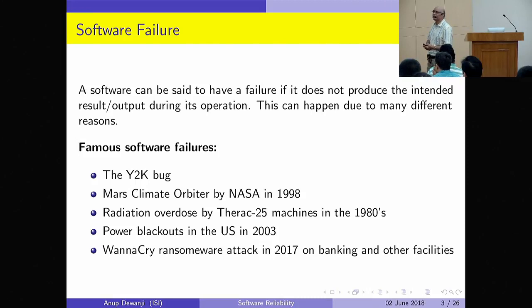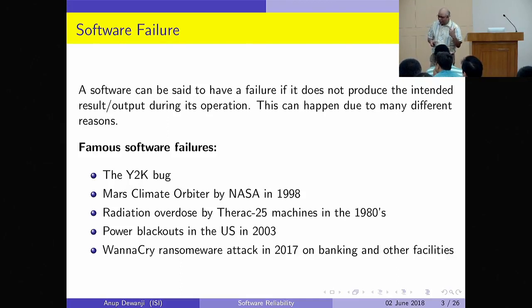Power blackouts in the US, this was pretty famous in the early 2000s, and there were some problems in the grid software, it seems. And very recently, last year, we had this Quantum-Kai ransomware attack that all of you probably remember. And in these cases, probably the software's fault tolerance was not good enough.